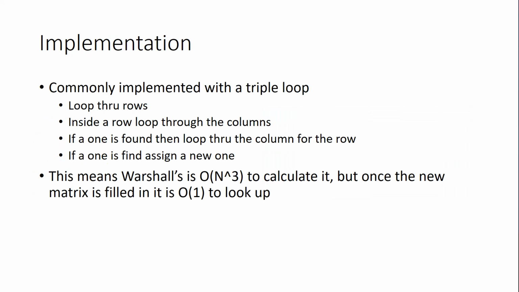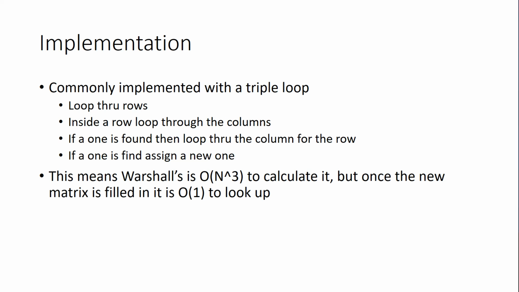How do we implement this? Well, I actually posted some code in Canvas for you to look at if you care. But the common approach is a triple loop where we loop through the rows. So that's one loop. And then within that, we loop through the columns. So that's a conventional nested loop. And then I have an if statement, and if a 1 is found, then I'm going to loop through the column for that row. And if I find a 1 in that column, then I'm going to make a new assignment into the table to indicate the new relationship that I found, the indirect relationship.